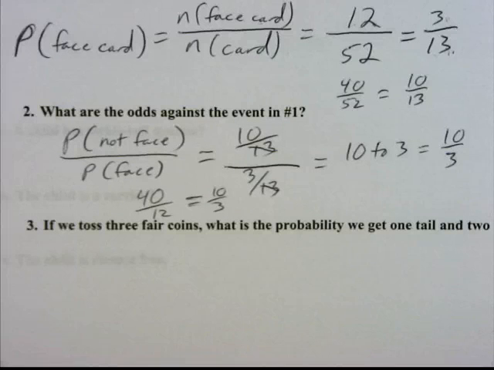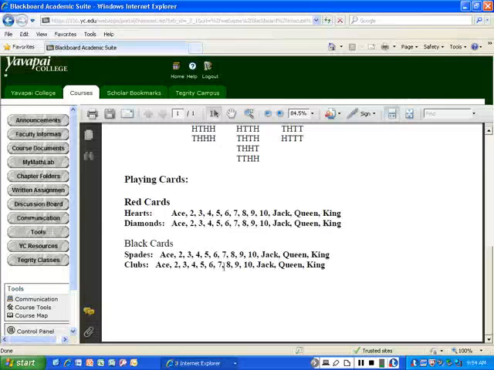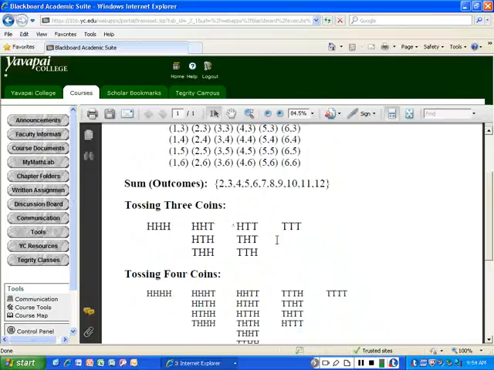Now let's go on to another example. And let's say if we toss 3 fair coins, what is the probability that we will get 1 tail and 2 heads? In order to do that one, I'm going to go back to my sample spaces page. And I'm tossing 3 coins, which would be right here. And I want to know the probability of getting 1 tail and 2 heads. So when we first look at it, how many ways could we toss 3 coins? Well, 1, 2, 3, 4, 5, 6, 7, 8. So that's our sample space size. There's 8 ways we could toss 3 coins.